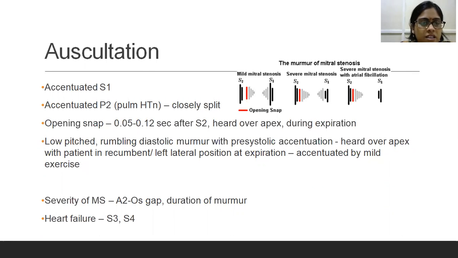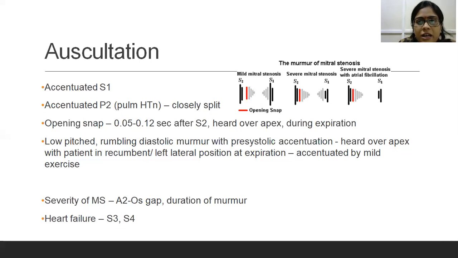Apart from your accentuated S1, you will have an extra heart sound called the opening snap. The opening snap is a result of sudden tensing of the chordae tendineae. This occurs around 0.05 to 0.12 seconds after the S2. So first you have a loud S1 followed by your S2. I'm talking about the mitral area. You have a loud S1 followed by an S2 followed by an opening snap. This is heard over the apex, heard loudly during expiration.